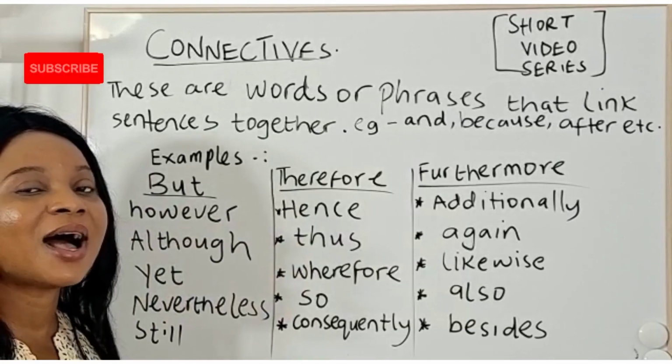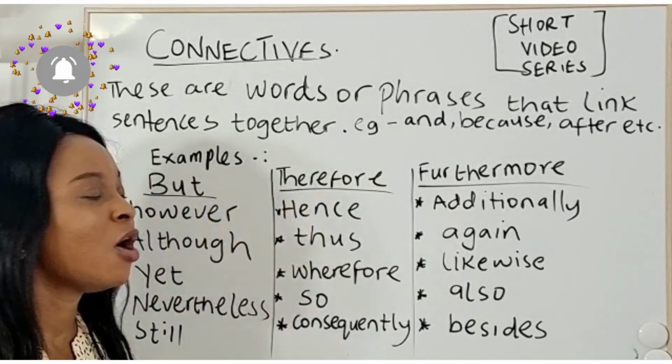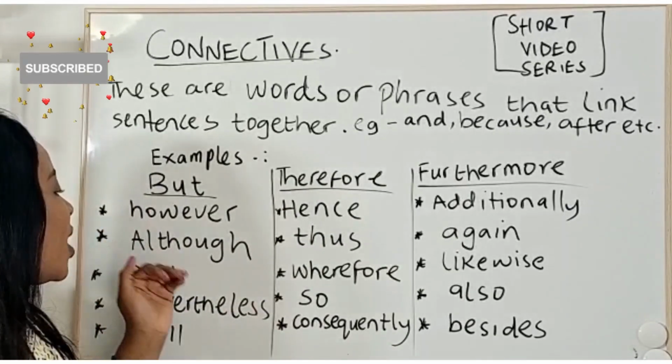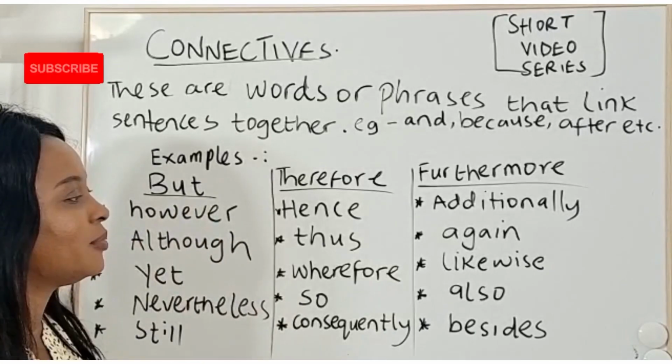Today, we're going to be looking at some examples of connectives and the other words, like the synonyms. Synonyms are other words you can use in place of the word you're talking about. For instance, the word but, B-U-T. These are other words that we can use in place of but. Let us look at them closely.